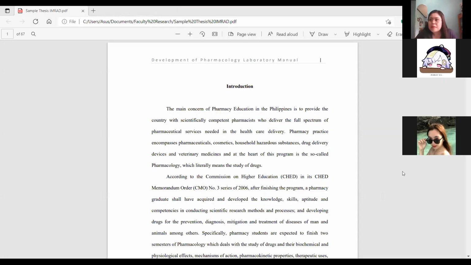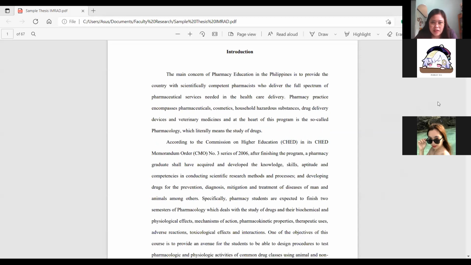Pero this is the recent, this is not the recent one. But I made this last year. So this is in the IMRAD format also. So this is how I made the introduction. So the first part there is I introduced the topic of my research. Actually, the topic of my research is development of pharmacology laboratory manual. That's the title also. So I want to make a pharmacology laboratory manual.